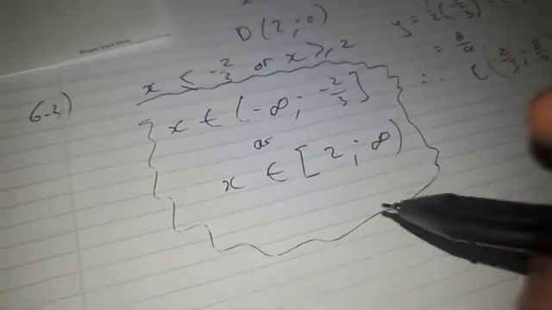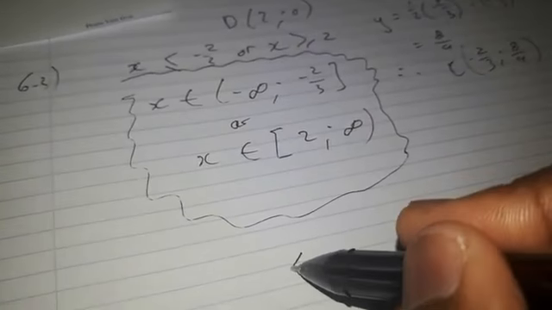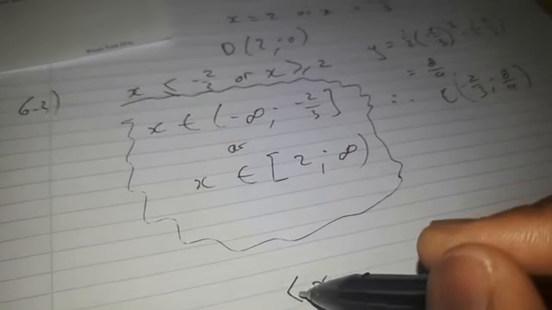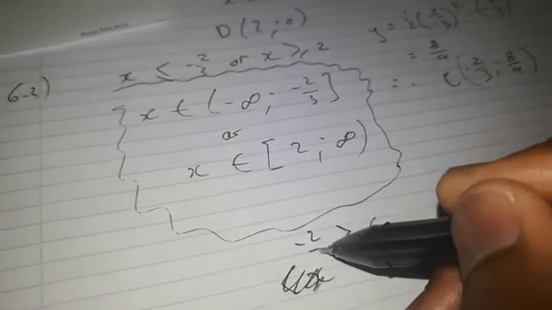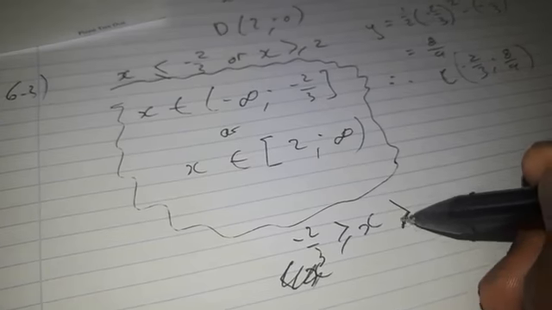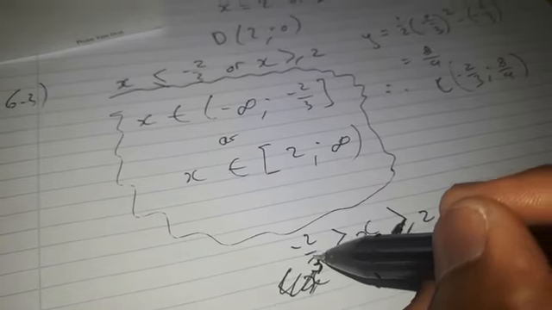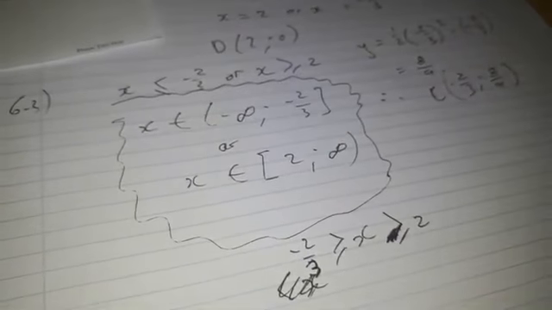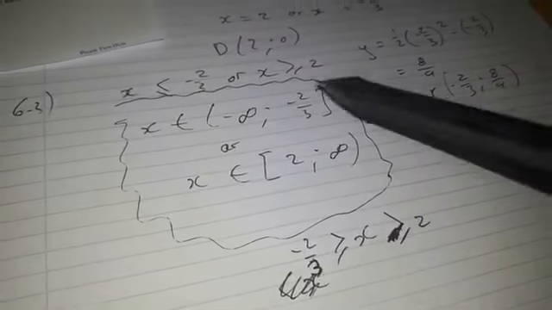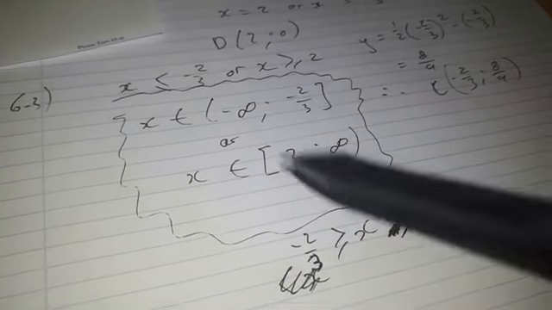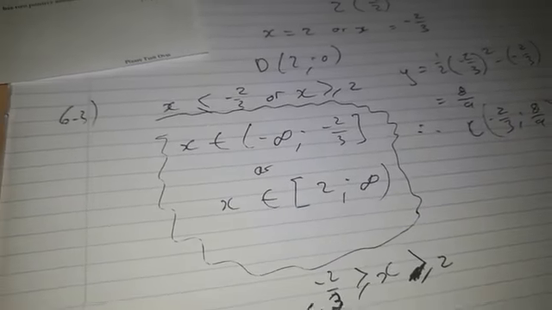It's a choice. You could have also said x needs to be smaller or equal to negative 2 over 3, and x needs to be bigger or equal to positive 2, because that's what this represents. You can write it as that, you can write it as this, and you can write it as this down here. X needs to be smaller or equal to negative 2 over 3, or x needs to be bigger or equal to 2. That's just a 2-mark question.